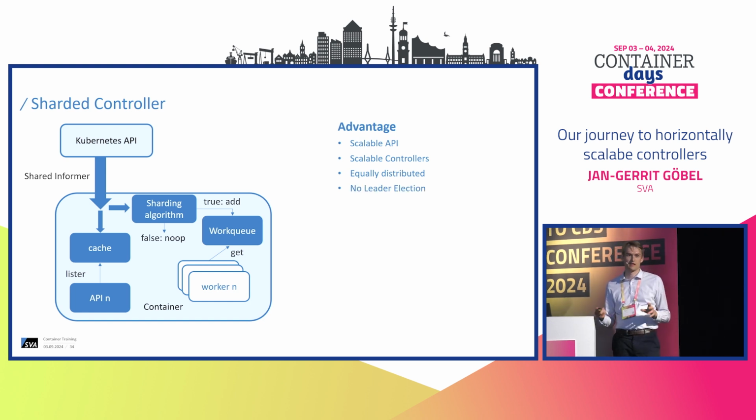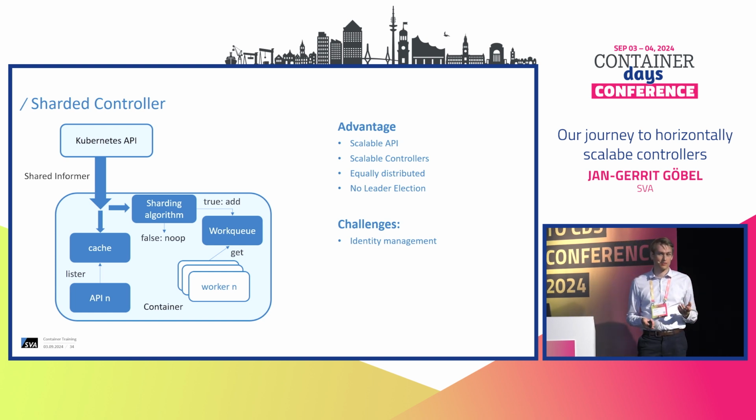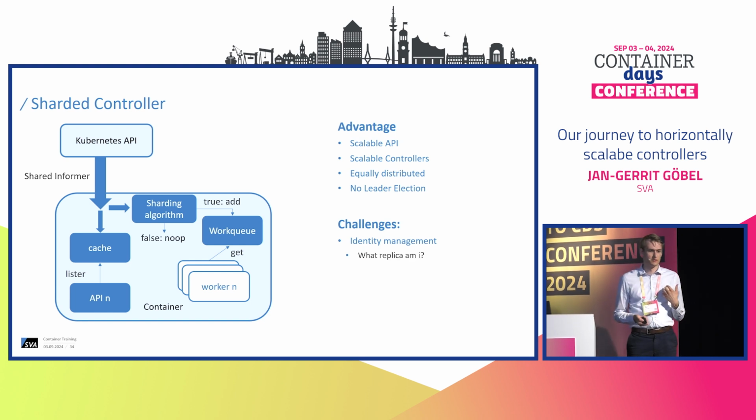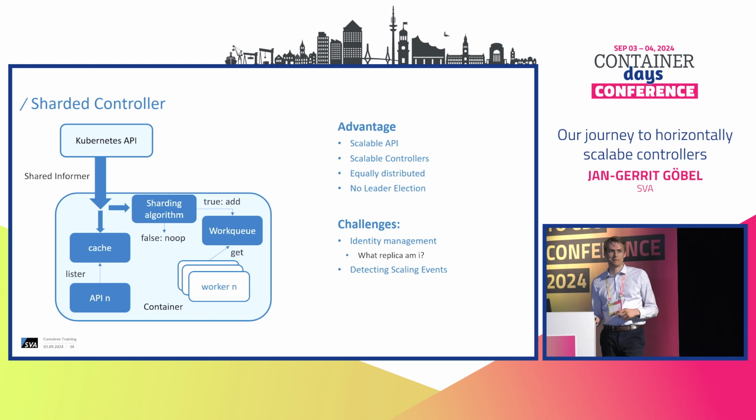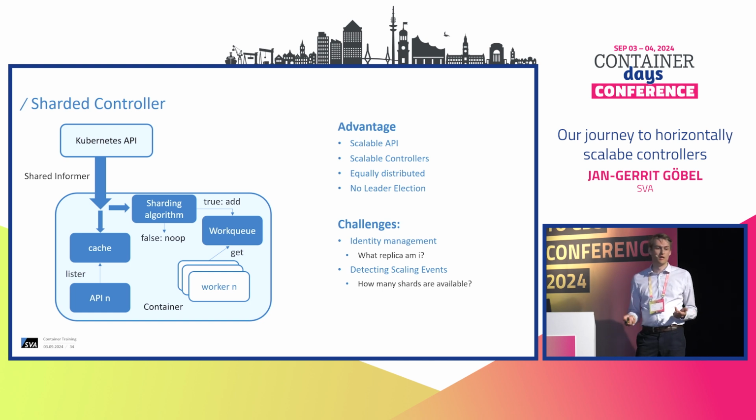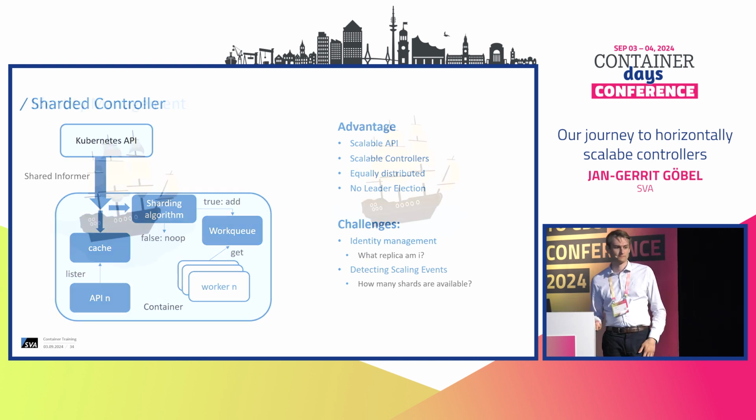We can basically scale to 1 or to n, so basically all of unlimited. Challenges could be identity management, so which replica am I? Because I only want to reconcile the shards that were mapped to me. And also detecting scaling events, so what happens if we now scale a replica higher or lower? So how many shards are available? Because we need this information for the sharding algorithm.